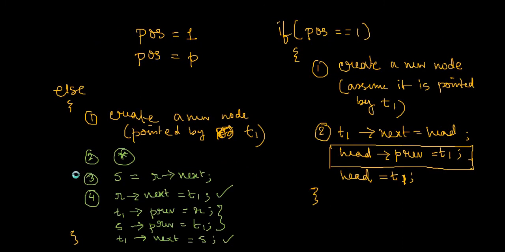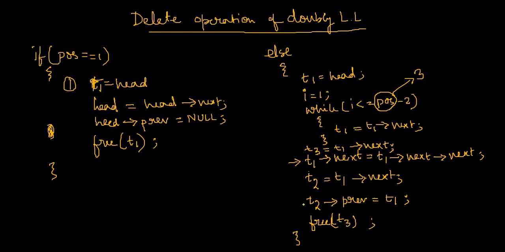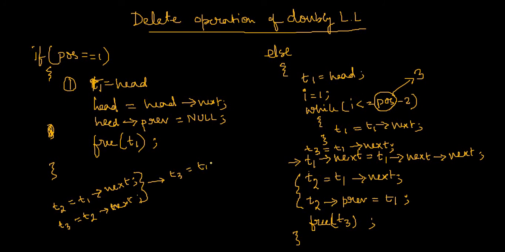Now still, I can minimize these two lines. You see, in the case of singly linked list, we have seen one thing, that if you write T2 equal to T1 next and T3 equal to T2 next, these two statements you can merge to write T3 equal to T1 next. We have seen this, right? Even I have written here also.